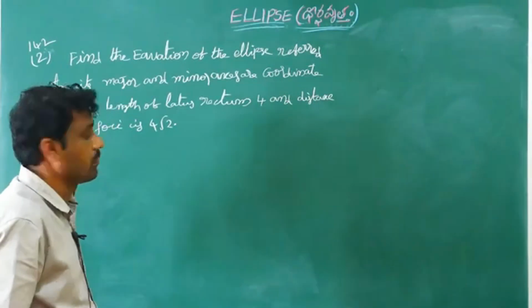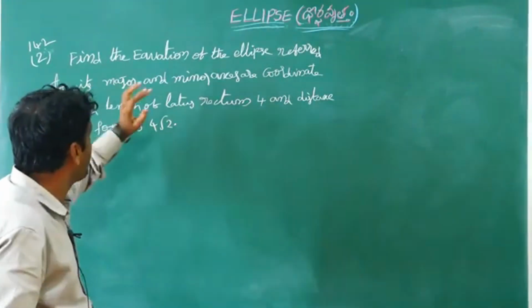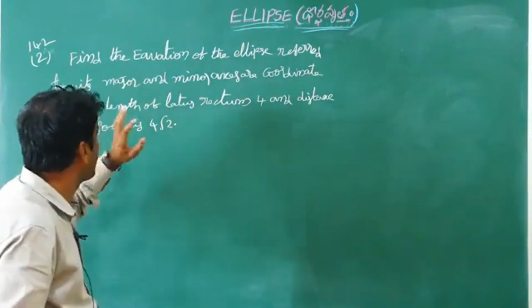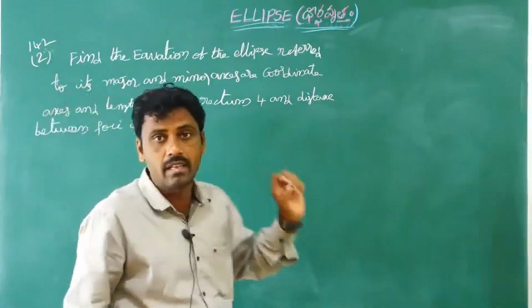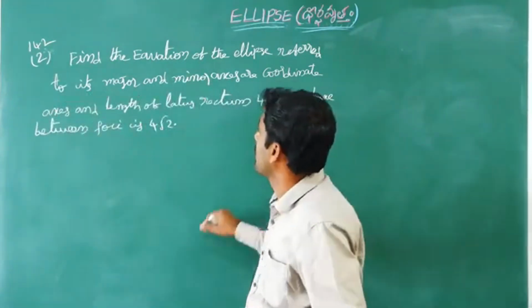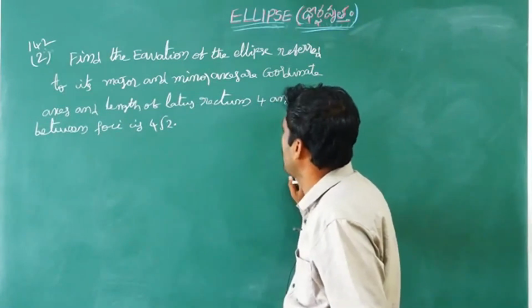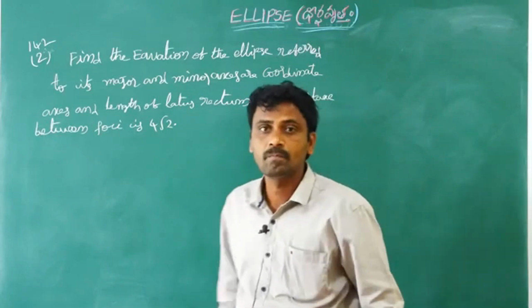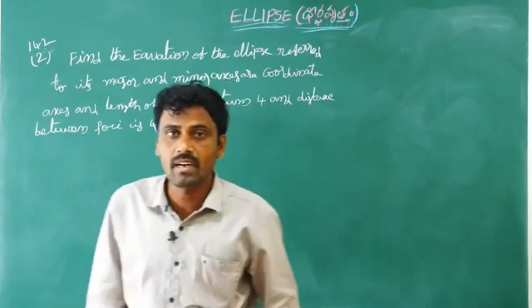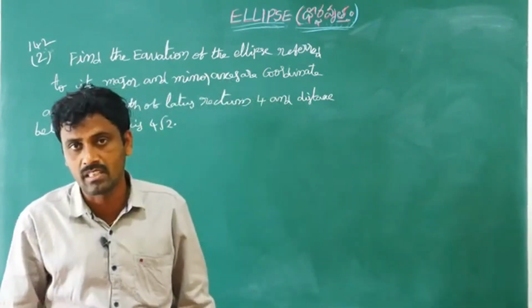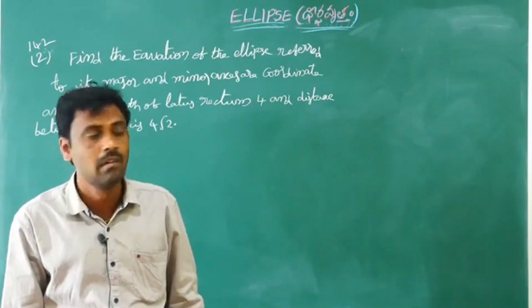Important model for objective. Find the equation of the ellipse, referred to its major and minor axes as coordinate axes, and the length of latus rectum is 4 and the distance between foci is 4 root 2. Length of latus rectum 4. Distance between foci is 4 root 2.